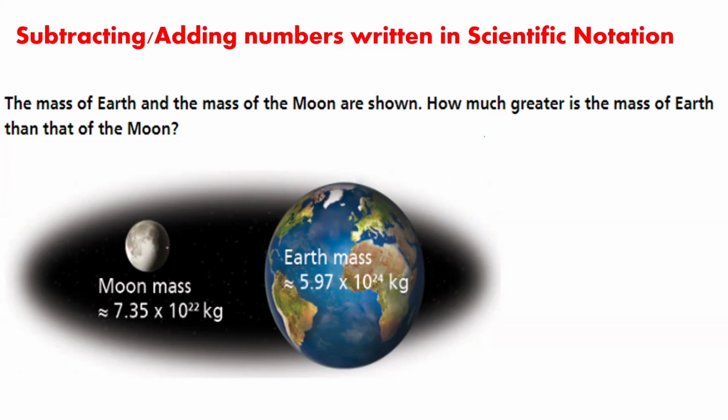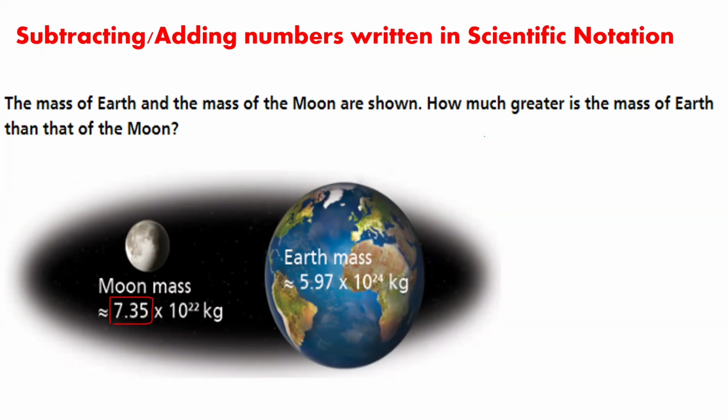So if you look at the picture here, we have our two quantities, the moon's mass and the Earth mass. Let us check to see if these two quantities are written in scientific notation. To check to see if a number is written in scientific notation, the first factor, which is this number here, must be less than 10, but at the same time greater than or equal to 1. And it also must be multiplied by a power of 10. So the moon's mass is already written in what we call scientific notation.